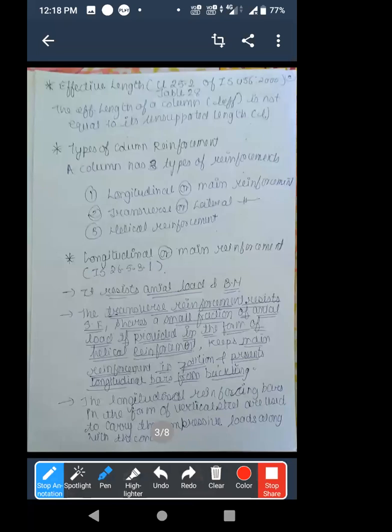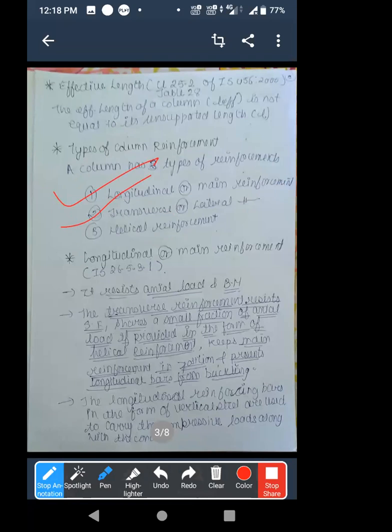Now, types of column reinforcement. There are three types of column reinforcement we can provide. First is longitudinal or main reinforcement, second is transverse or lateral reinforcement, and third is helical reinforcement. But mostly we deal with longitudinal and transverse reinforcement.